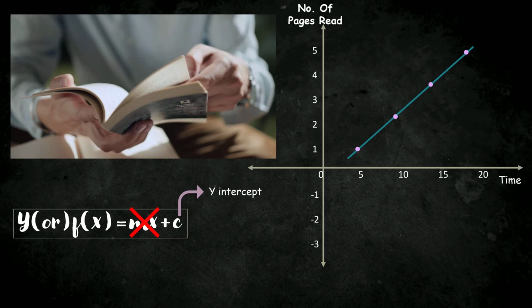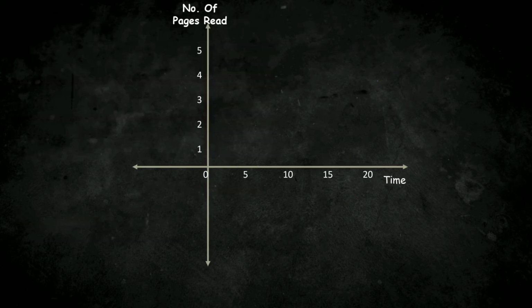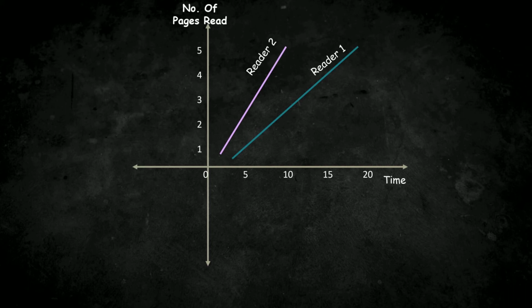For example, in this graph, c is 2. Here c is 4 and here c is minus 2. Now let's see about this m. This m is called the slope of the line. To know the real meaning of the slope, let's consider the graph of two readers, reader 1 and reader 2. What difference do you find in the reading pattern of these two readers? Of course, reader 2 reads faster than the reader 1 because reader 2's graph is steeper than the reader 1's graph. The word steep is related to the slope.